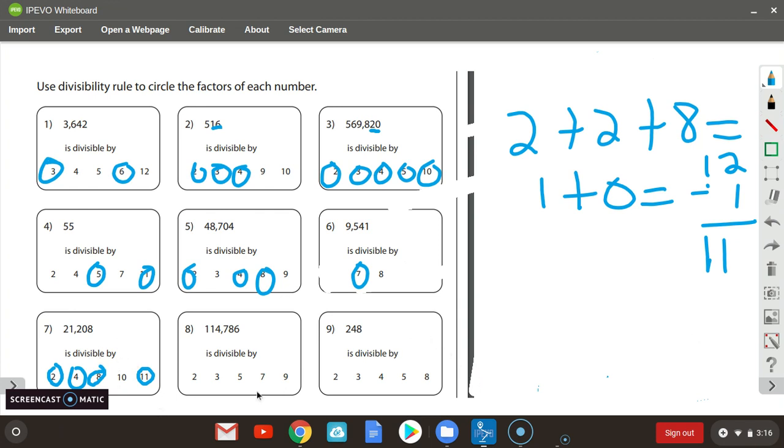At this point in time, you guys are going to finish the rest of this page and then work on your packet that you have. Bring the packet when you come to group, and we'll spend some more time talking about divisibility.